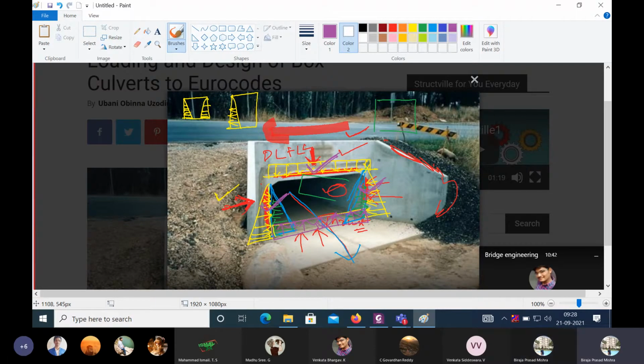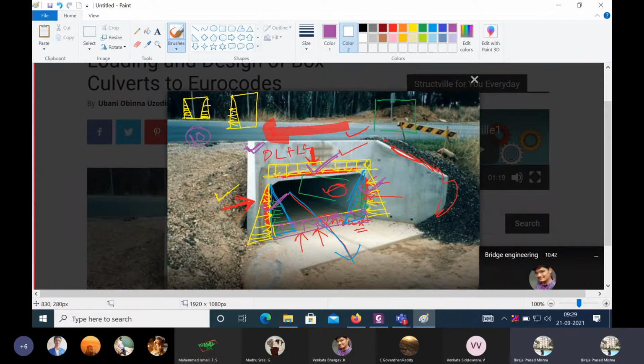The design of the box culvert is the simplest one among all the other kinds of bridges. Those who are weak in studies, for them I am saying this: there will be design problems. Almost everything will be designed in your end semester exams. If you are able to do the design of this box culvert easily, you will get 10 marks.